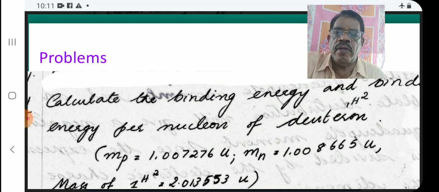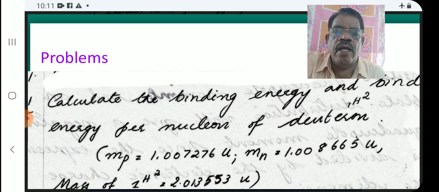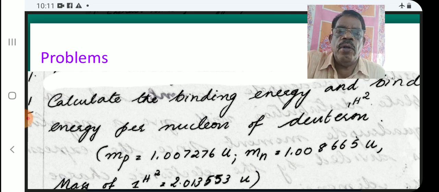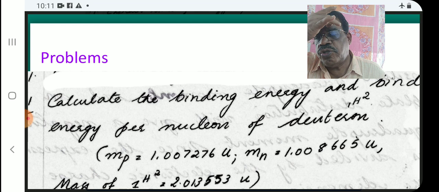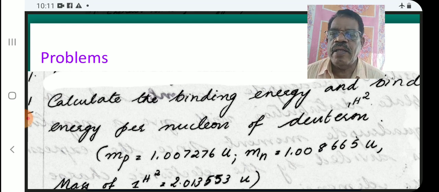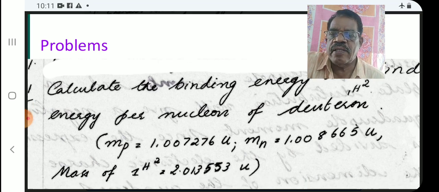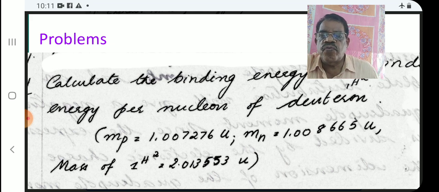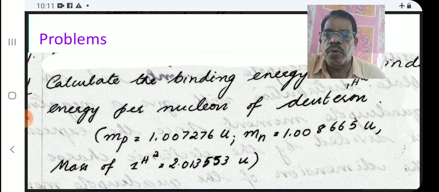The first problem: calculate the binding energy and binding energy per nucleon of deuteron. Deuteron is 1H2, the deuterium nucleus. The mass of proton is given as Mp equal to 1.007276 U, Mn is equal to 1.008665 U, and the mass of 1H2 deuteron is 2.013553 U.